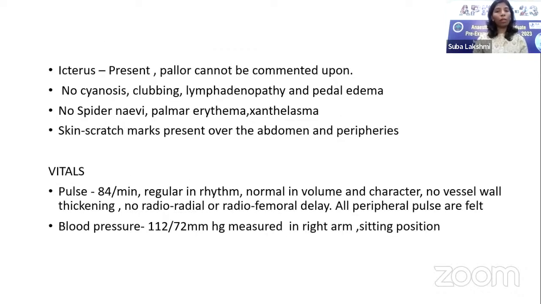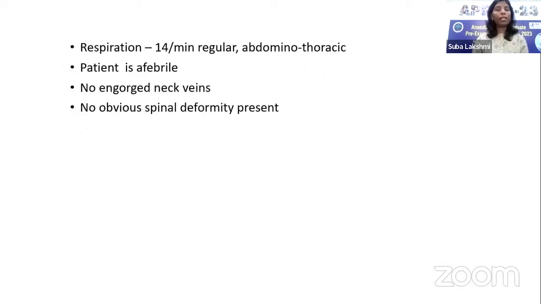Icterus present, pallor cannot be commented upon. No cyanosis, clubbing, lymphadenopathy, and pedal edema. No spider nevi, palmar erythema, xanthelasma. On skin, scratch marks present over the abdomen and peripheries. Vitals. Pulse is 84 per minute, regular in rhythm, normal in volume and character, no vessel wall thickening, no radio-radial or radiofemoral delay, all peripheral pulses are felt. Blood pressure is 112/72 mm mercury measured in right arm in sitting position. Respiration is 14 per minute, regular, abdominothoracic. Patient is afebrile, no engorged neck vein, no obvious spinal deformity present.